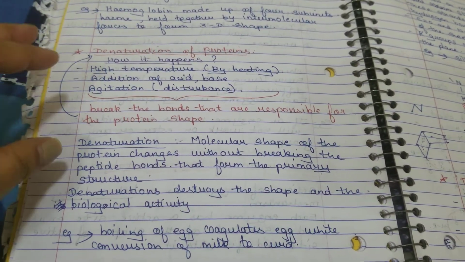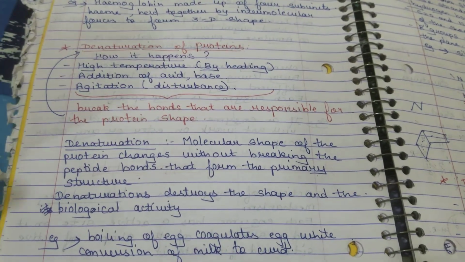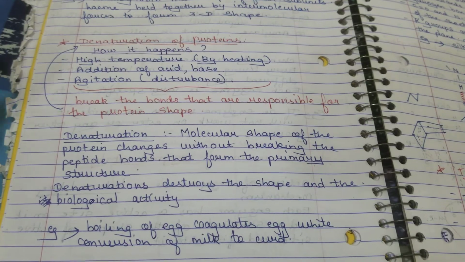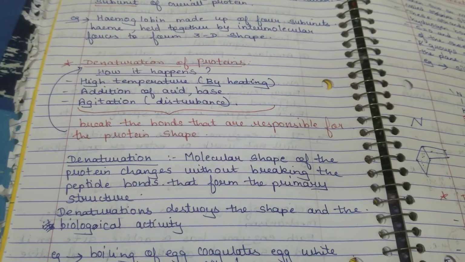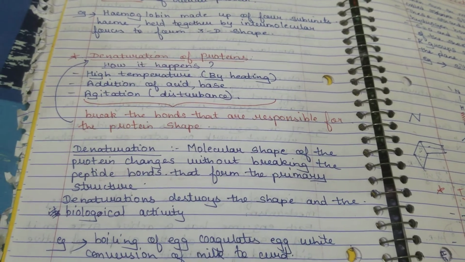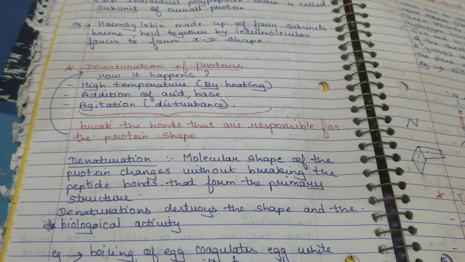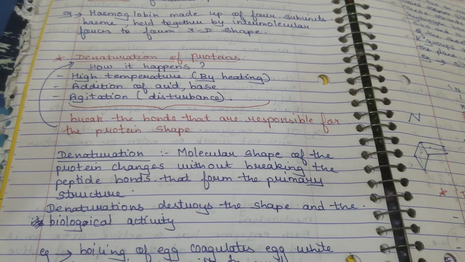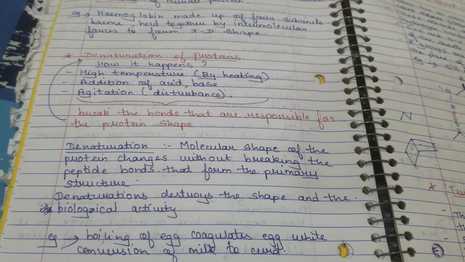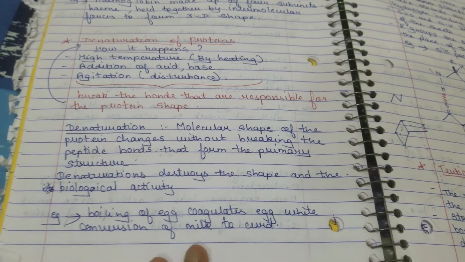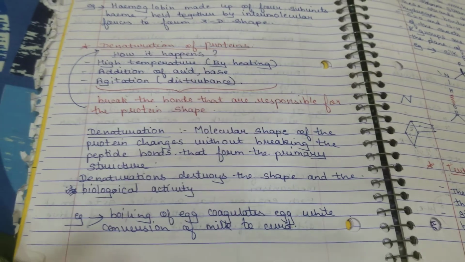Denaturation of proteins is nothing but if you boil something, that means you are increasing the temperature, or if you add an acid or a base, or if you bring about disturbance to the food substance that is rich in protein, it is going to change the shape of the protein without breaking the peptide bonds, and because of that biological activity is going to get disturbed. A good example I have given is boiling of egg and conversion of milk to curd. I hope it is clear.